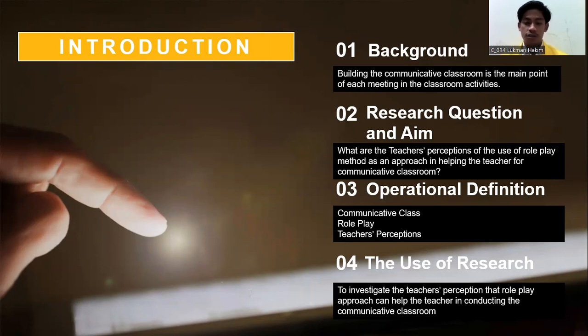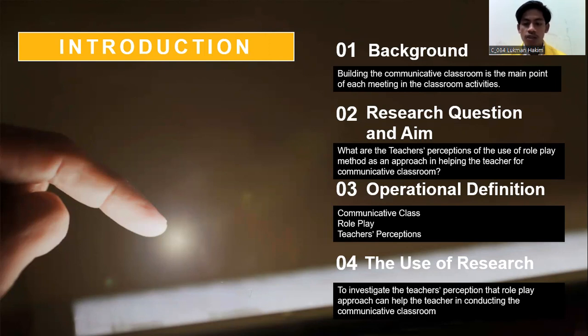Role play is a student-centered approach, with the teacher as the facilitator. The students are instructed to do their role in the classroom. Communicative classroom: the next one is that a communicative classroom will be conducted. There is a discussion between teacher and students, student and students. The last one is teachers' perceptions. Perception is the result of observing through the senses and experience of someone. And here, the researcher focuses on the teachers' perceptions.